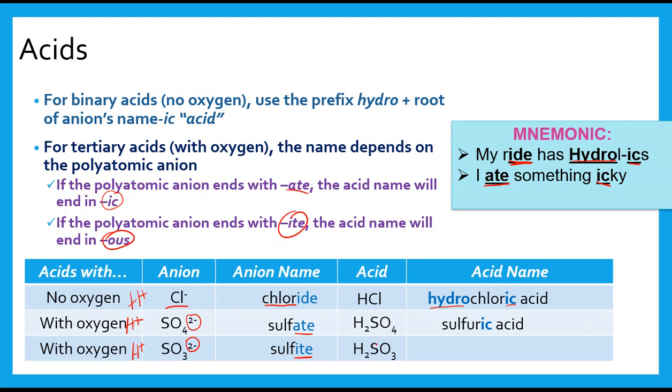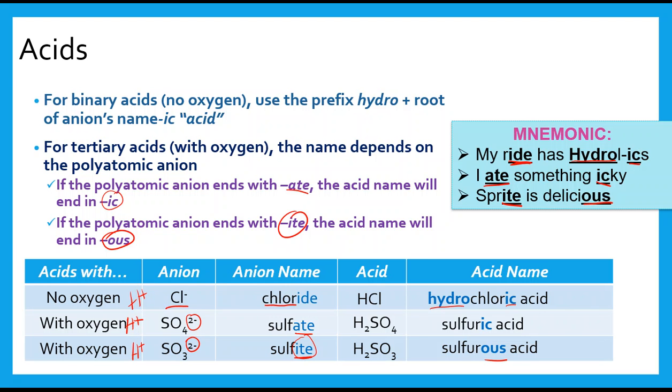To balance out the charge, you need 2 pluses plus the minus 2 here. But the ite now is going to change to ous. So instead of being sulfuric, this is going to be sulfurous acid. So the mnemonic that I go with for this one is: ite, ous. Sprite is delicious. How to change the endings on the names.